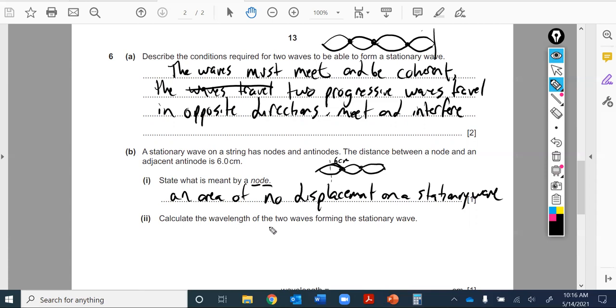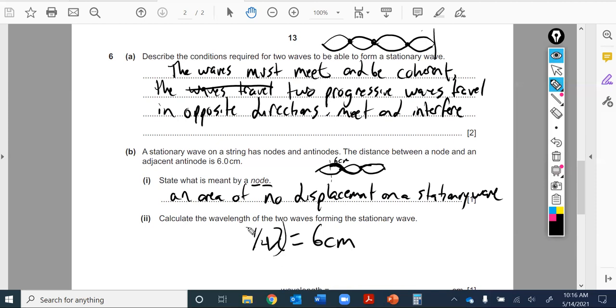Calculate the wavelength of the two waves forming the stationary wave. So if they tell us that there's 6 centimeters from antinode to the adjacent node, how much of a wave is that? Well, that's a quarter of a wave, right? Half a wave would be going all the way up here. So from an antinode to an adjacent node, that's only 1/4 of a wave. So a quarter of a wave is 6 centimeters.